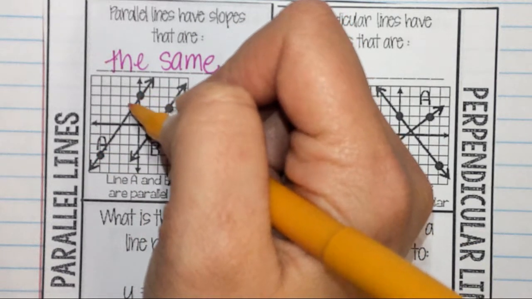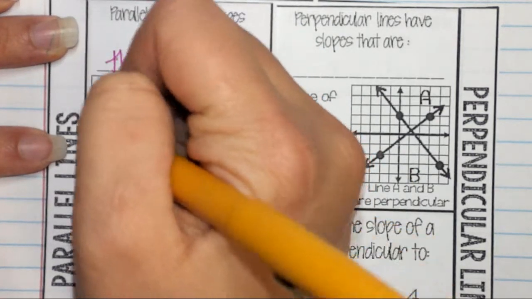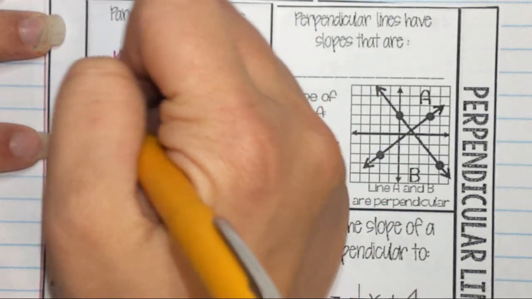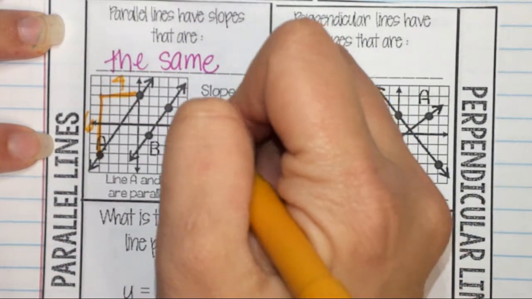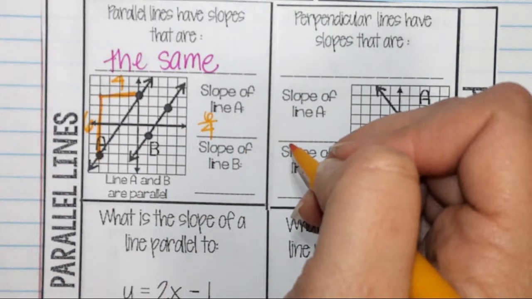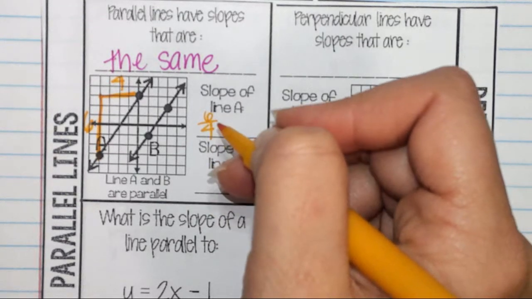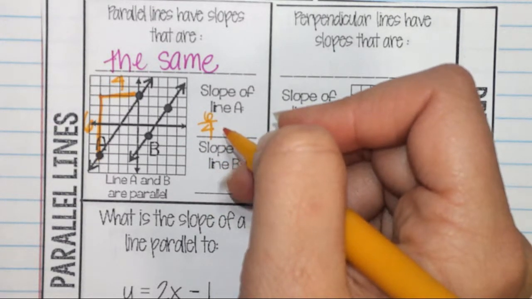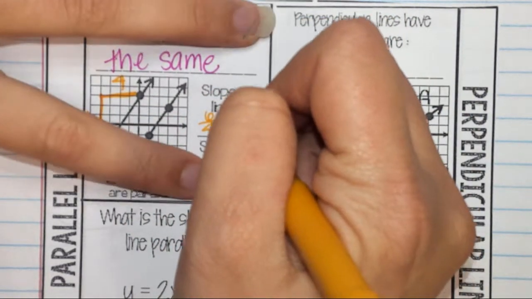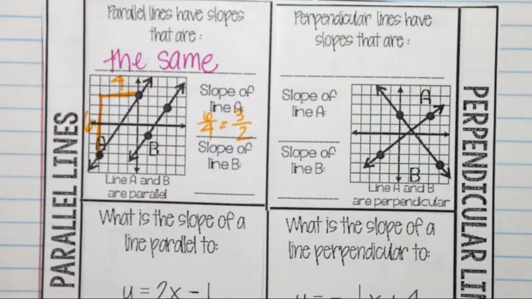To get to this next point, it's 6. So you go up 6, and we go to the right 4. And it's 6 divided by 4, which is 1.5. What does this reduce to? 3 halves. Now, remember, when you have slope, leave it as an improper fraction.